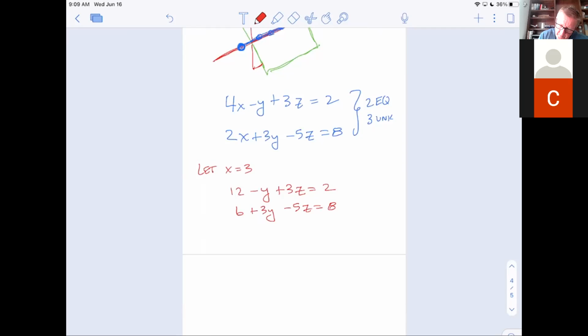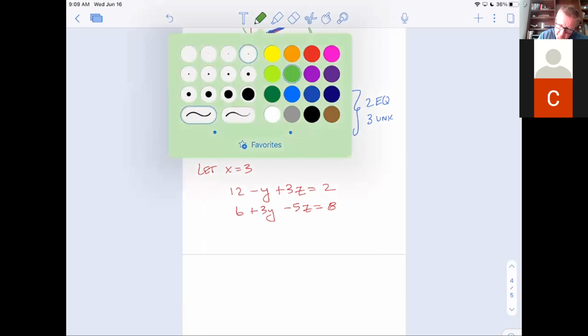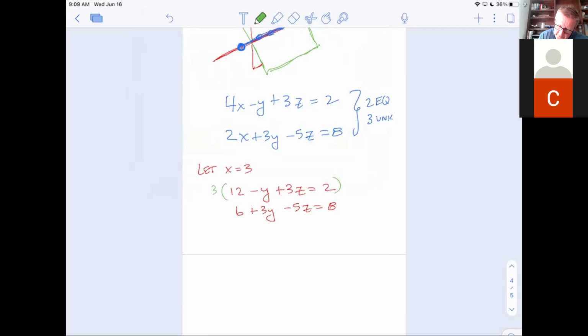Well, I probably should add 12 to the other side or whatever, but I'm not going to. I'm just going to say, if I took this one times 3 and added these 2 together, do you see how the y's are going to go away? So I have 36 and 6, which is 42. I have negative 3y and 3y, which is gone, mission accomplished. And then I have 9z minus 5z, which is 4z. And on the other side, I've got 6 and 8, which is 14. So that means 4z has got to be negative, what is that, 28? Oh, I got lucky. I got a whole number. So divide by 4, I get z is equal to -7. If I haven't screwed up, and maybe I likely have.